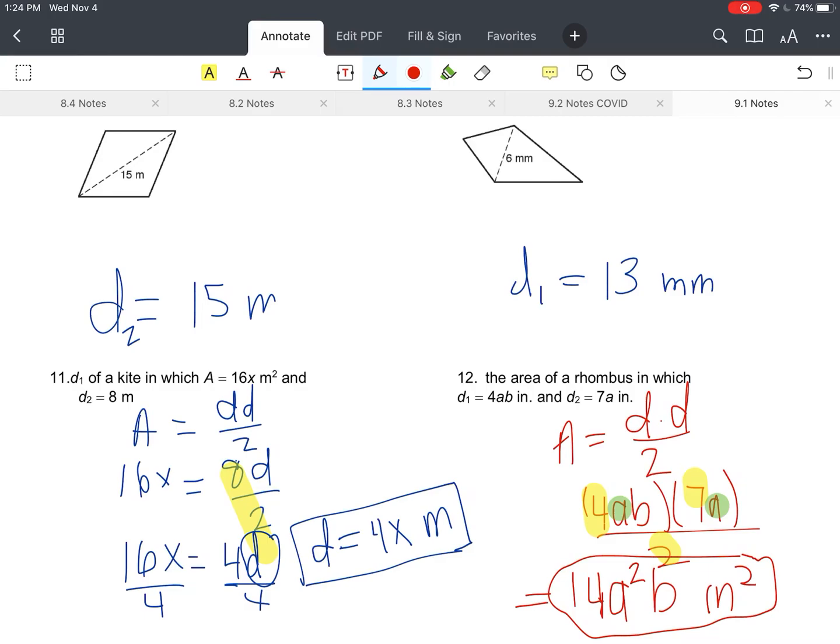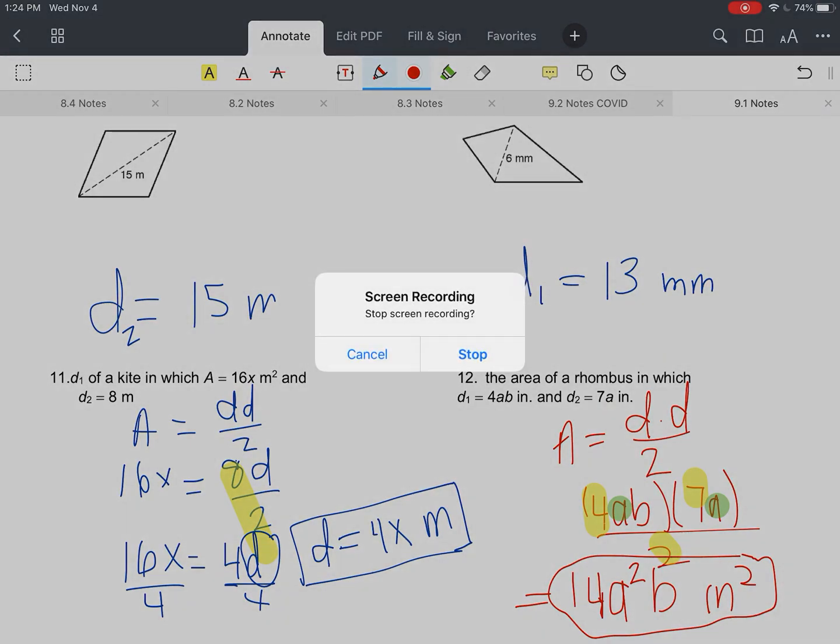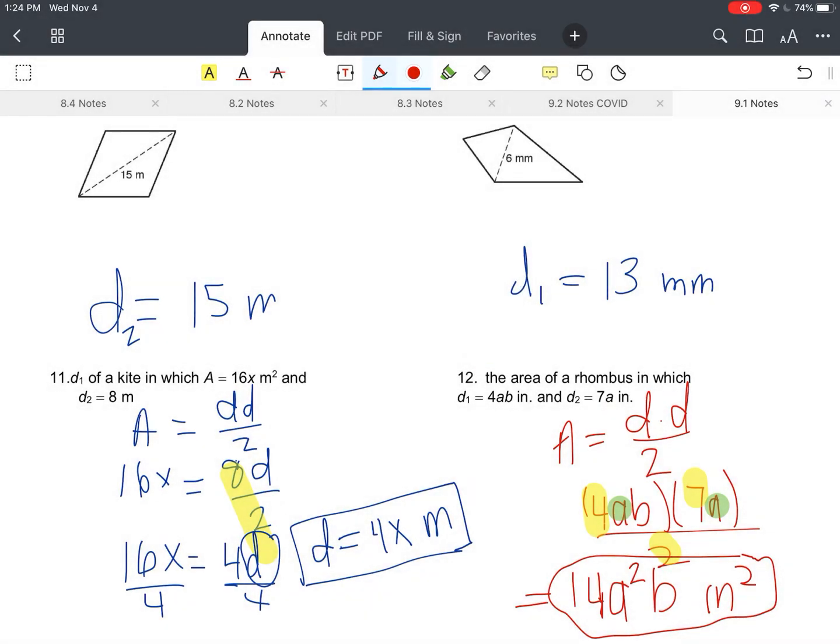That's it for finding the areas of polygons. Stay tuned for lesson 9.2, where we'll talk about the area and the circumference of circles, as well as the area of regular polygons, so not triangles or quadrilaterals.